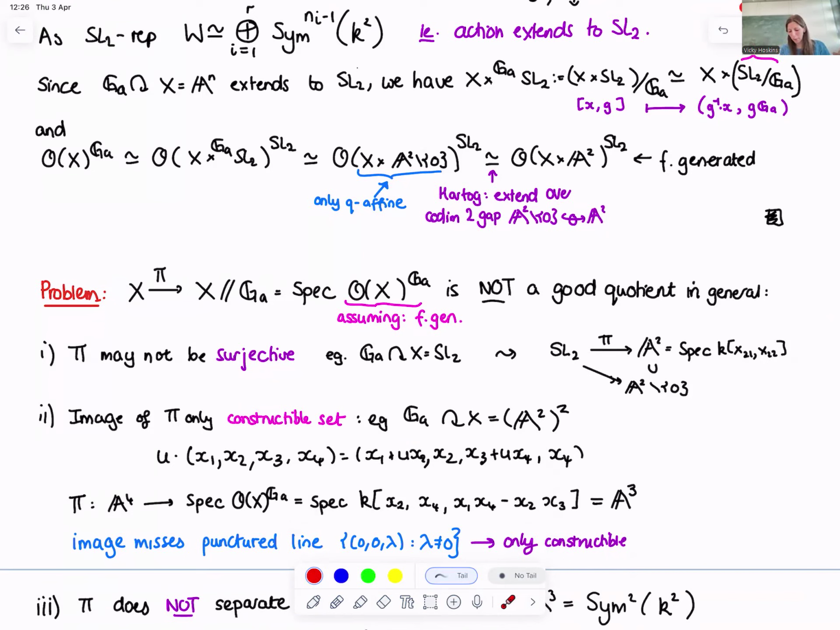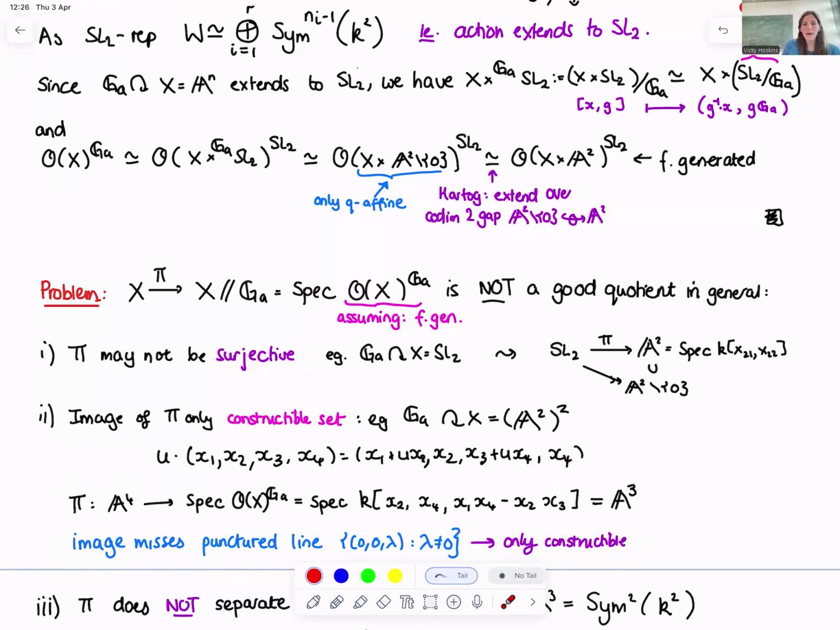So I take G_a acting on A^2 via the standard action of SL2 on A^2 by left multiplication, and I take 2 copies of that. So what does the G_a action look like? Well, on each block you have u sends x1 to x1 plus u x2, and it fixes x2, and then the same thing on this block with x3 and x4.